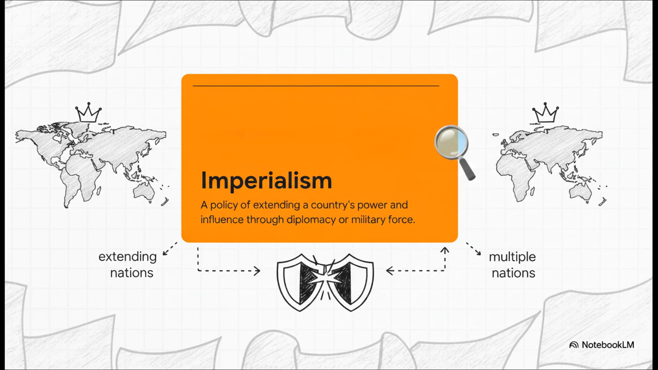To solve that mystery, we need another worked example. We've got to clearly break down powerful forces like imperialism, which is a policy all about a country extending its power and influence through diplomacy or military force. Because when you have multiple nations all fired up by a strong sense of nationalism trying to expand their imperial power at the exact same time, well, you are setting the stage for some catastrophic global collisions.